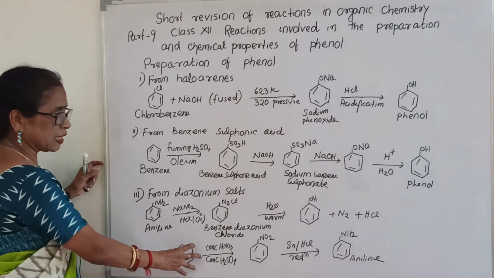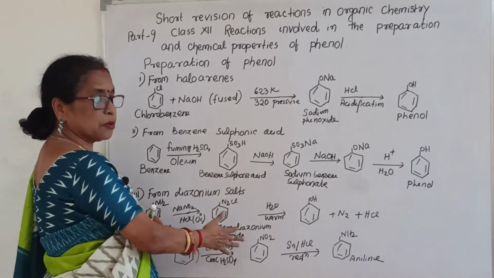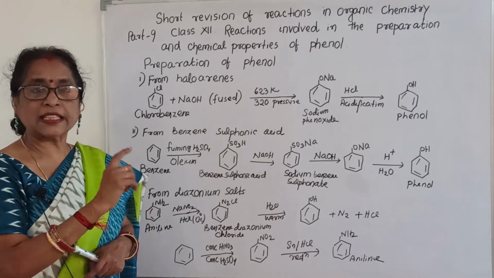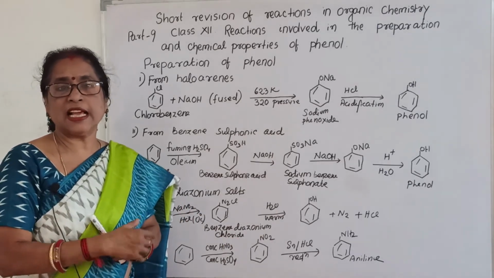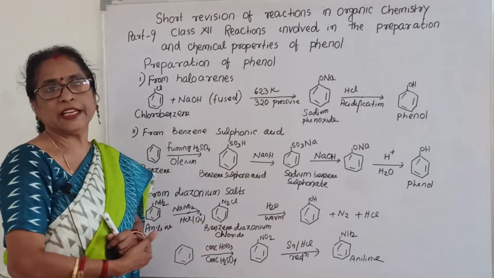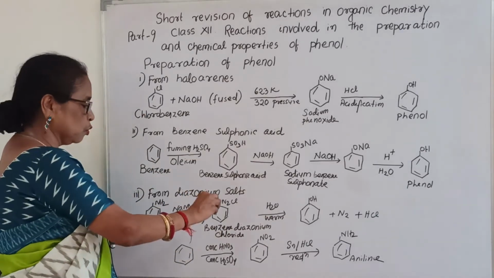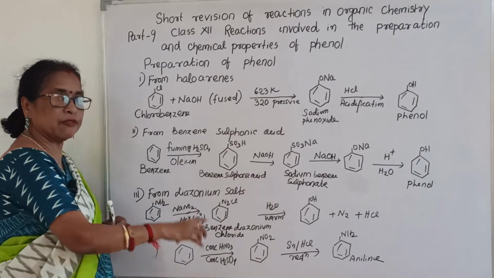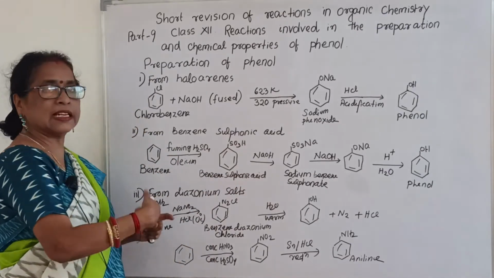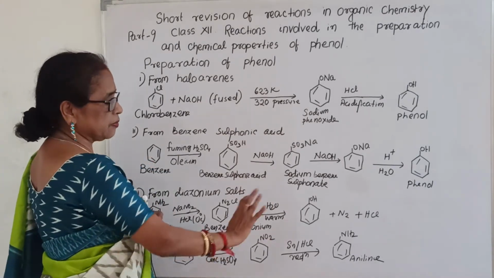You take benzene, concentrated nitric acid and sulfuric acid, and it gives nitrobenzene. After that, it undergoes reduction with the help of tin and HCl, which is a good reduction process. Then it gives aniline. That means, how can you get aniline? From benzene, by treating first with concentrated nitric acid and sulfuric acid, then with tin and hydrochloric acid as a reduction, it gives aniline.